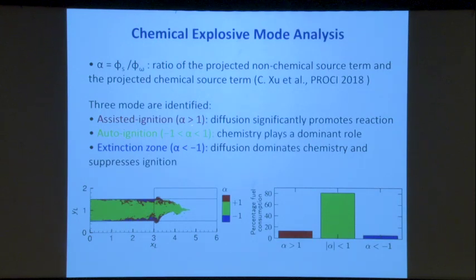And from this ratio, alpha, when it's larger than unity, that is indicative of assisted flame propagation being predominant. On the other hand, when alpha is less than unity, then diffusion is less important, then you'd expect autoignition to play a predominant role, where chemistry is the important factor. And lastly, when alpha is less than minus unity, then we find that diffusion dominates chemistry and suppresses ignition, and there's a propensity for local extinction to occur. And so color-coded according to these three different modes, we took all the data points in the volume of the domain and looked at this balance.